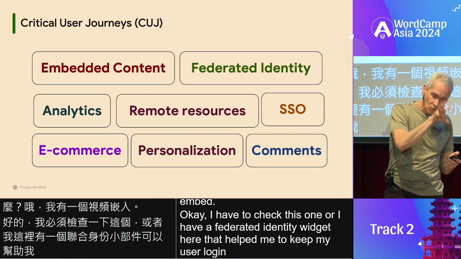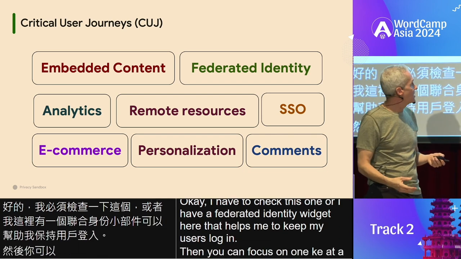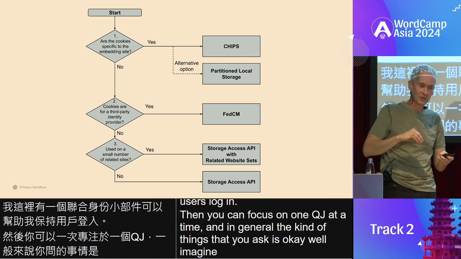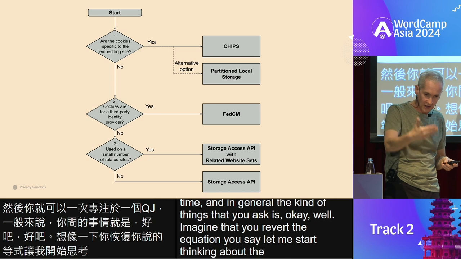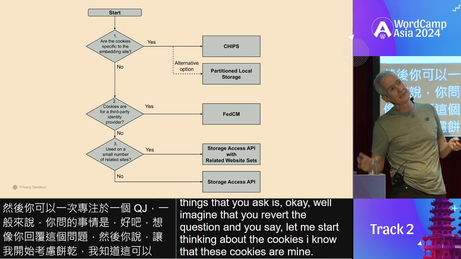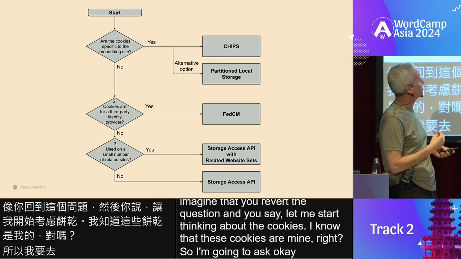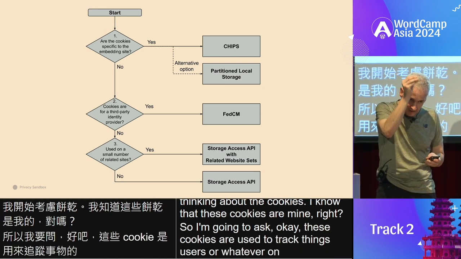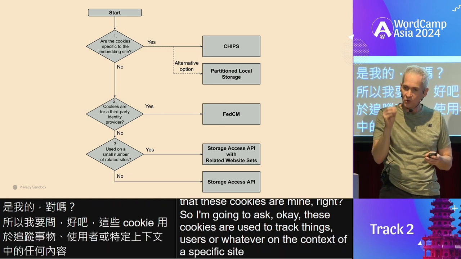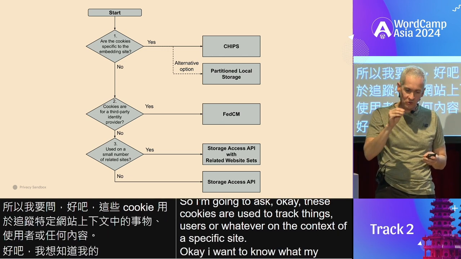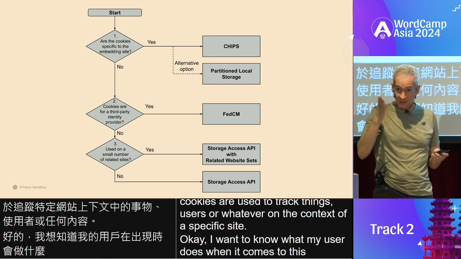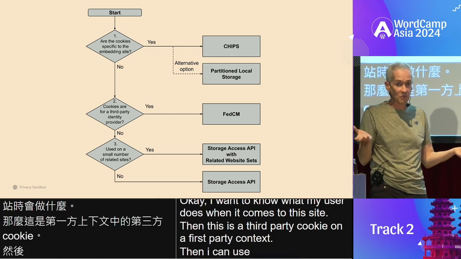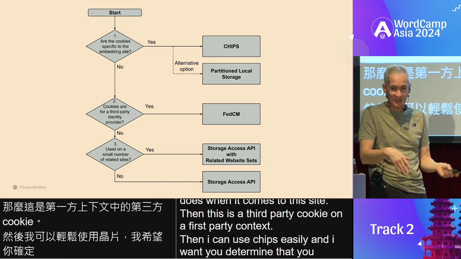Then you can focus on one CUJ at a time. And in general, the kind of things that you ask is, okay, imagine that you revert the equation and you say, let me start thinking about the cookies. I know that these cookies are mine, right? So I'm going to ask, okay, these cookies are used to track users, or whatever, in the context of a specific site. I want to know what my user does when it comes to this site. Then this is a third-party cookie in a first-party context, so I can use CHIPS easily. And now once you determine that, you put the attribute Partitioned, and you're done.